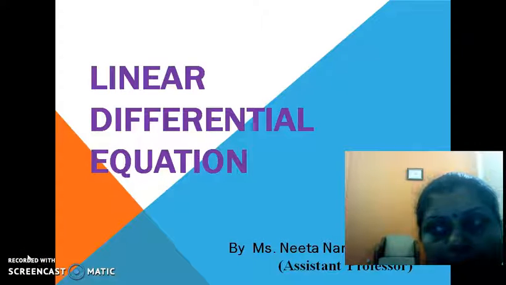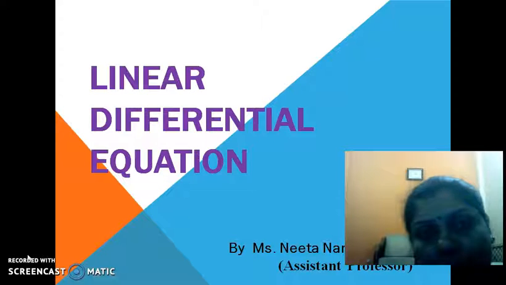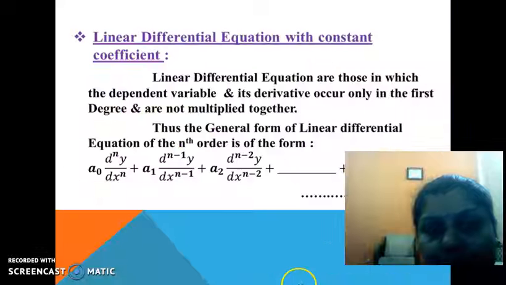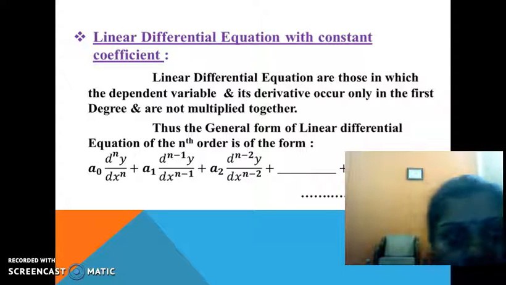Good evening, everyone. In the previous lecture, we studied the first order, first degree differential equation. Now we go for higher order differential equations, such as the linear differential equation. First, we discuss how to define a linear differential equation with constant coefficients.